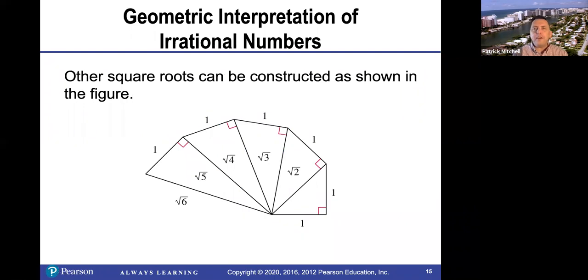Other square roots can be constructed as shown in this figure. I think this is kind of cool. So here's the triangle we were just looking at with the two sides equal to 1 and the hypotenuse square root of 2. If you build another triangle on top of that, with a leg whose length is 1, then the hypotenuse is the square root of 3, which is also an irrational number. If you do it again, you get a hypotenuse that's the square root of 4, which is just 2. That's not irrational. But then it keeps going like that.